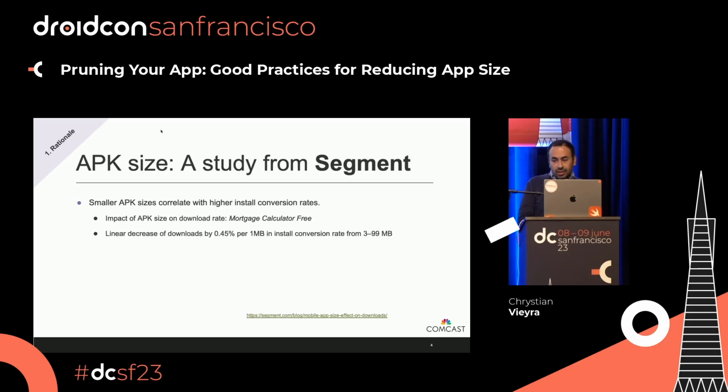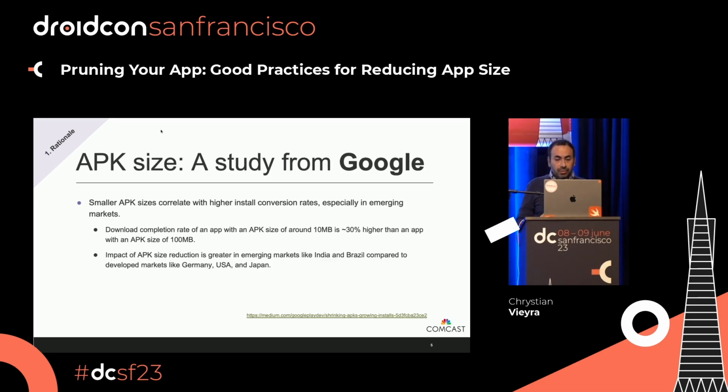Many companies, including Segment, have done studies about the impact of app size increasing over time. For instance, Segment did this study where they looked at the APK size. They purchased an app called Mortgage Calculator Free, and they artificially inflated the size of the app to see the impact on downloads. And they found a linear decrease in downloads for each megabyte they added. So users were less likely to download the app the larger it was.